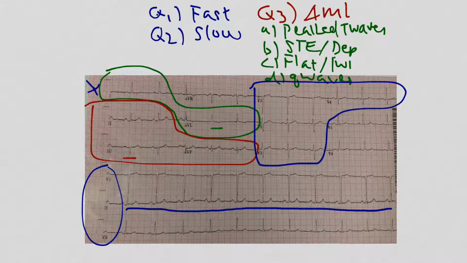And again, we're going to run through the same exercise of whether or not we see peaked T waves, ST elevations, depressions, flattened or inverted T waves, and Q waves. And in these leads, we don't see anything. Lastly, we'll continue to evaluate the lateral leads by looking at V5 and V6. And again, we don't see anything that would be concerning for an acute MI.